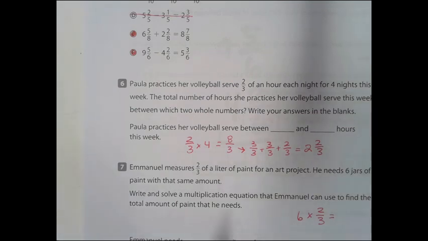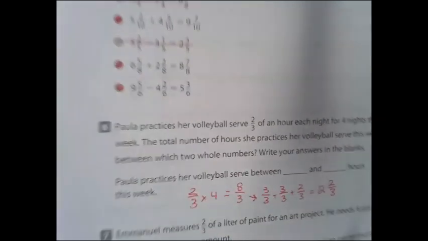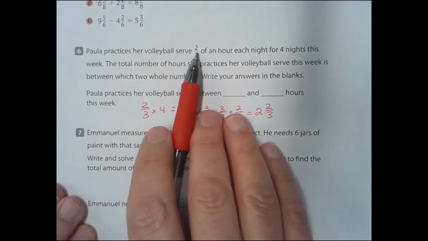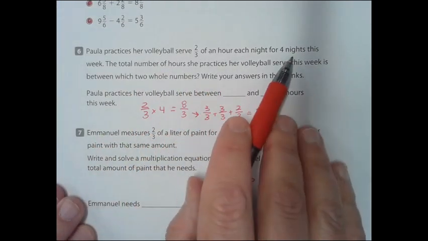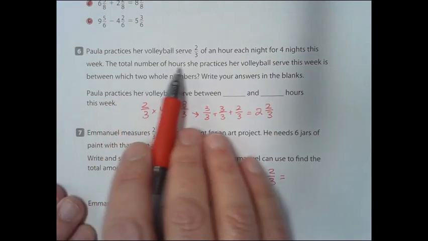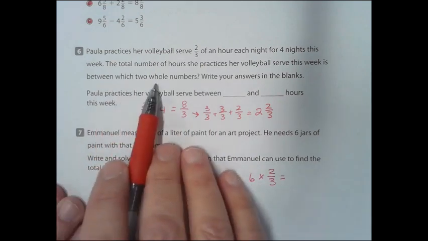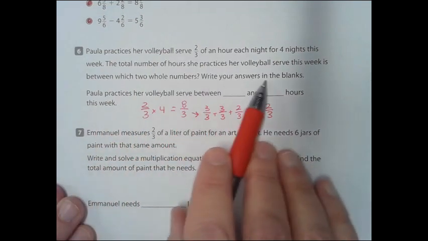All right, let's go to number 6. So Paula practices her volleyball serve 2/3 of an hour each night for 4 nights this week. The total number of hours she practices her volleyball serve this week is between which two whole numbers? Write your answers in the blank.